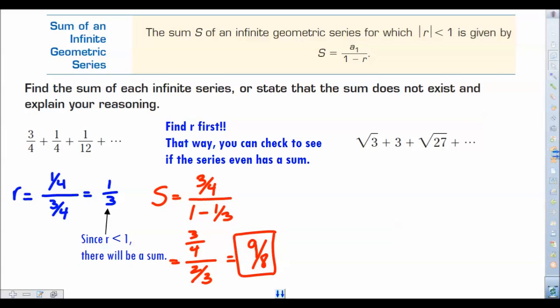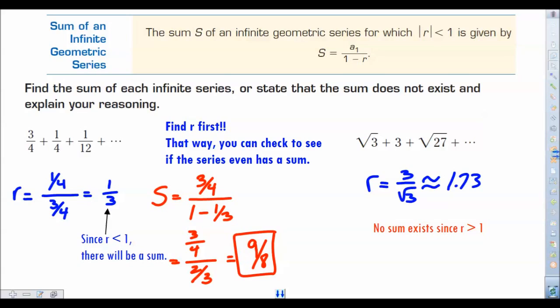This one here, once again, let's find r. So we'll take the 3 and divide it by the square root of 3. No need to get fancy here. Let's just divide it, throw it into the calculator, and look at our r value. We get about 1.73. So no sum can exist here because we have an r value that's greater than 1.